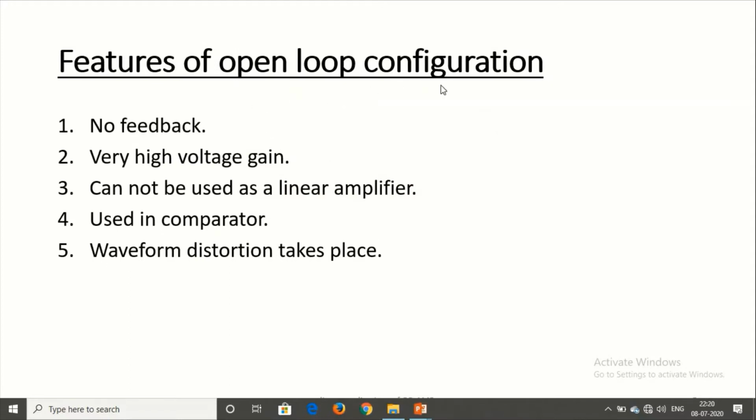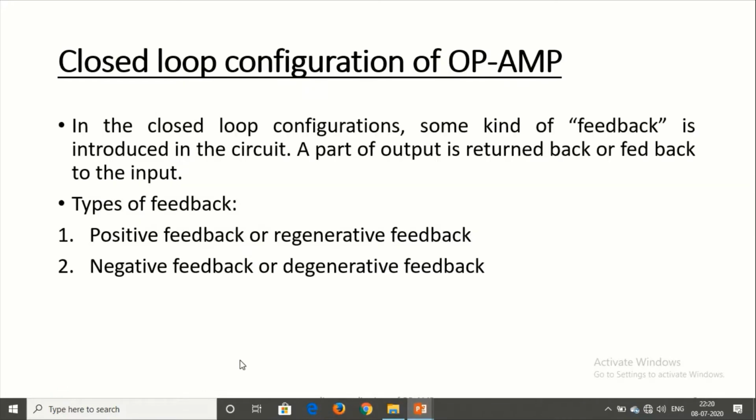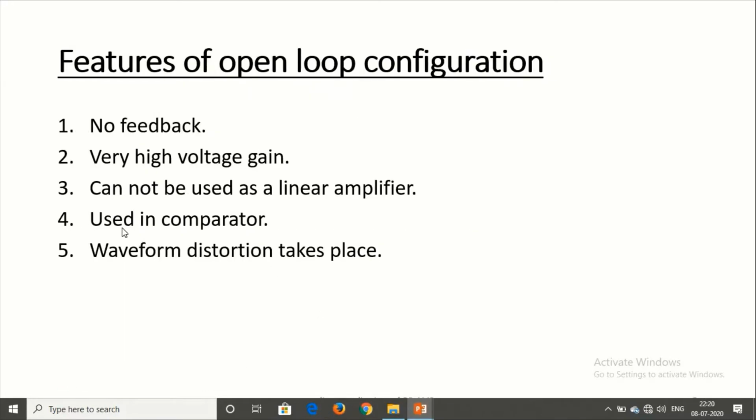The features of open loop configuration: first, no feedback is present, the output is not connected to the input side. Second, very high voltage gain. Third, it cannot be used as a linear amplifier because its gain is very high. Fourth, it is used in a comparator. And the fifth one is that waveform distortion takes place.